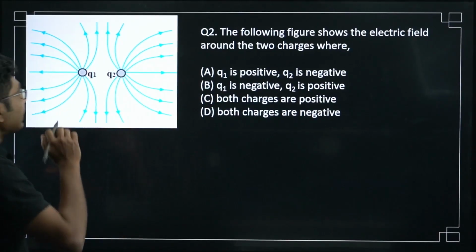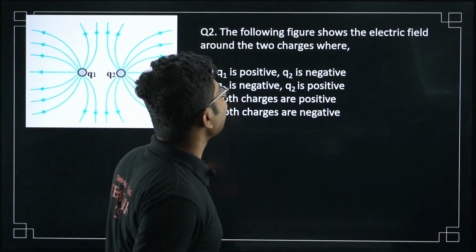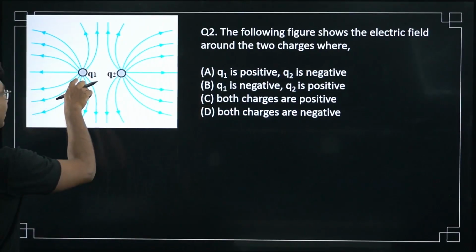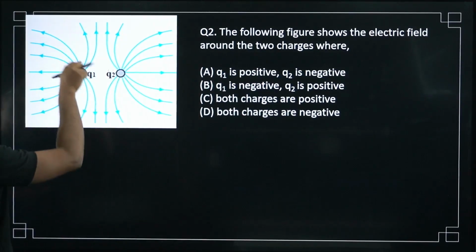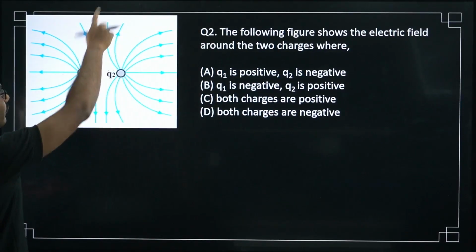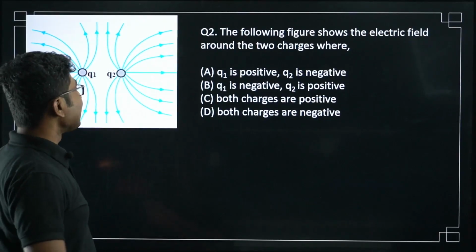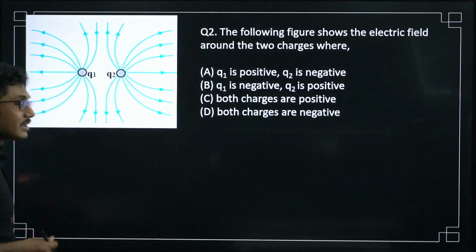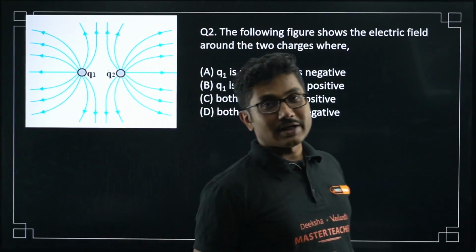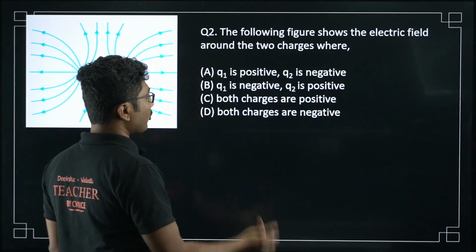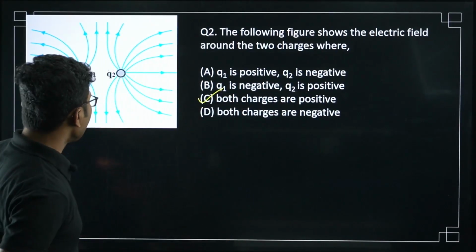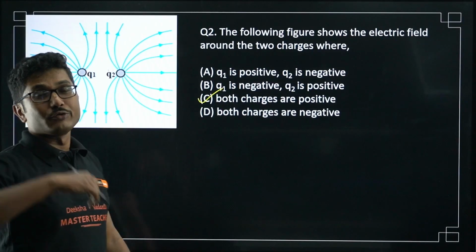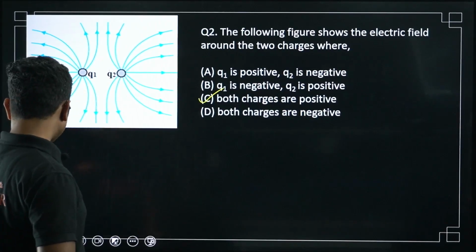Now let's see, here we have the following figure showing the electric field around two charges, Q1 and Q2. As you can see, both sets of field lines are going in the opposite direction. Field lines going away means that both charges are positively charged, because no field line is coming towards the charge. If the field lines are going away, then definitely it's a positive charge. So both charges are positive. If for one charge it was going out, whereas for the other charge it was coming in, then it would be one positive, one negative.